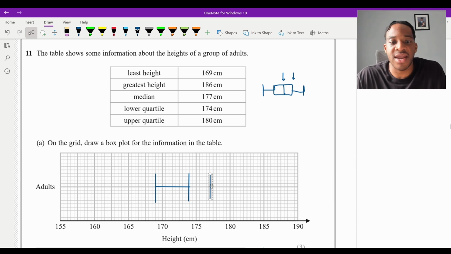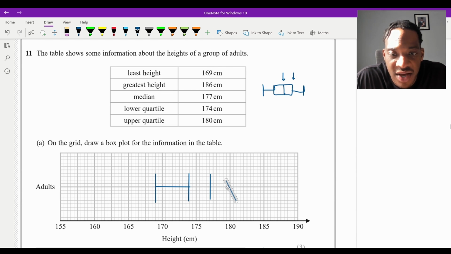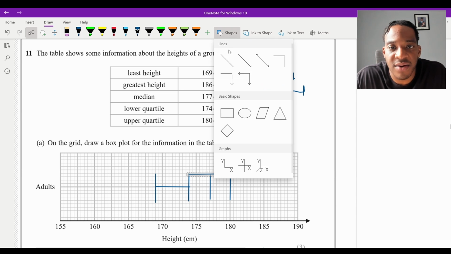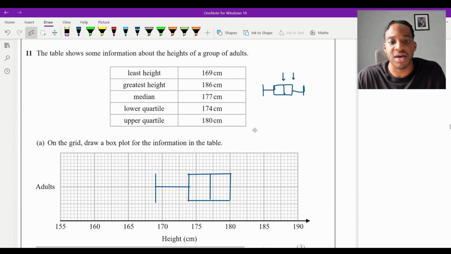Yeah, perfect. And now I need the upper quartile, which is 180, which is very easy to see. It's just over here. That, and then I'm just going to straighten this up, so it's like this, that, and then straighten up the bottom here, like this. So now I'm just going to draw a box to connect these lines. It's going to be like this, and like that. And then at the bottom, to connect at the bottom, it's going to be like this. Like that. Okay, that's great.